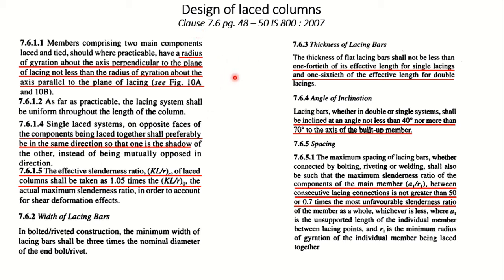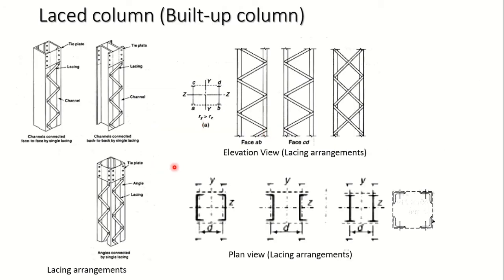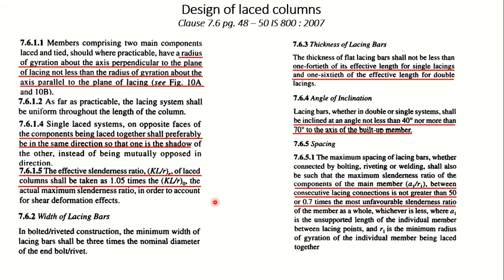First, it is about the radius of gyration. Members comprising two main components, laced and tied, should where practicable have radius of gyration about the axis perpendicular to the plane of lacing not less than the radius of gyration about the axis parallel to the plane of the lacing. So it says the radius of gyration about the two axes should be the same. With regard to the lacing system, rz and ry should be the same. The axis parallel to the plane of lacing is the z axis, and the axis perpendicular to the plane of lacing is the y axis. So the first clause says that the radius of gyration about these two axes should be the same.